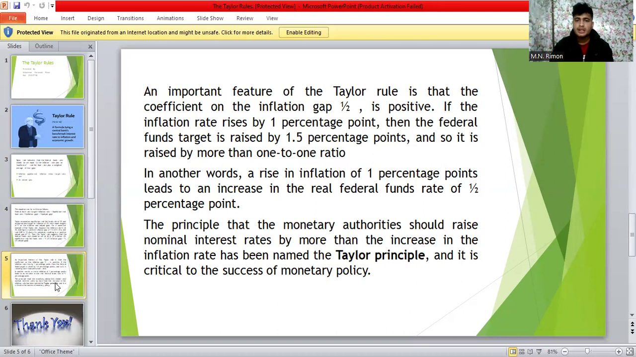The principle that the monetary authorities should raise the nominal interest rate by more than the increase in the inflation rate has been named the Taylor principle, and it is critical to the success of monetary policy.